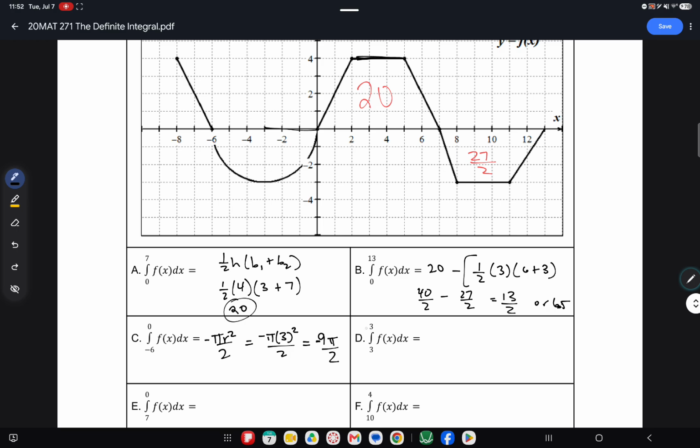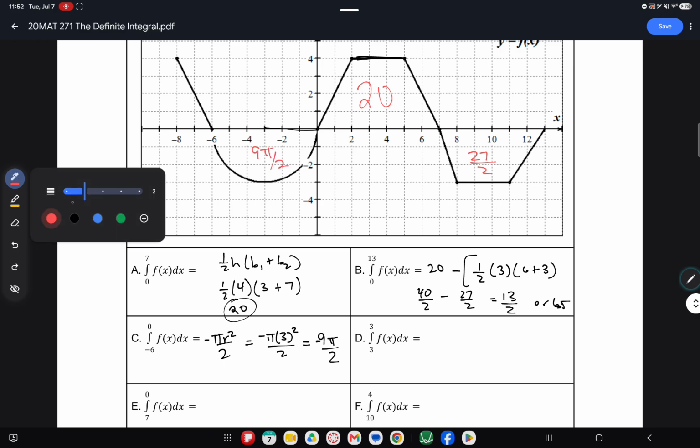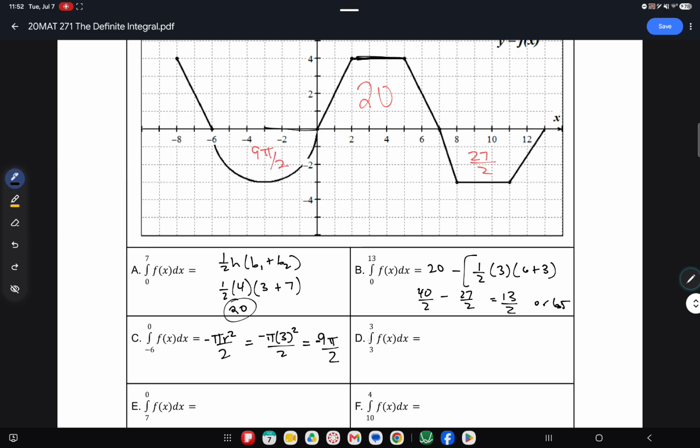All right, we're looking from 3 to 3. There's actually no movement from 3 to 3. Let me put the area here. Sorry, 9 pi over 2. There's no movement from 3 to 3, so actually the area is 0.